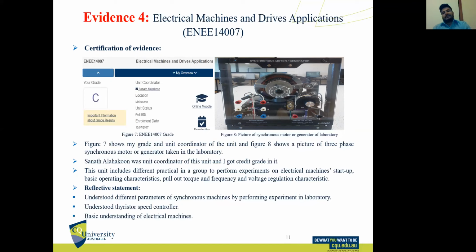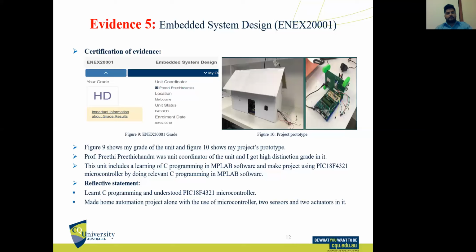This unit includes different practicals in a group where I performed experiments on electrical machines, startup, basic operation characteristics, pull-out torque and frequency, and voltage regulation characteristics like that. I understood different parameters of synchronous machines, understood thyristor speed controllers, and gained a basic understanding of electrical machines. I applied theoretical knowledge practically in a laboratory, and I also performed some mathematical calculations in the assignments and quizzes.